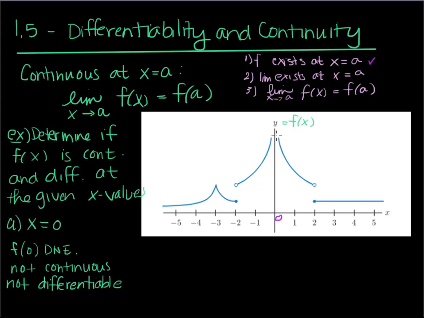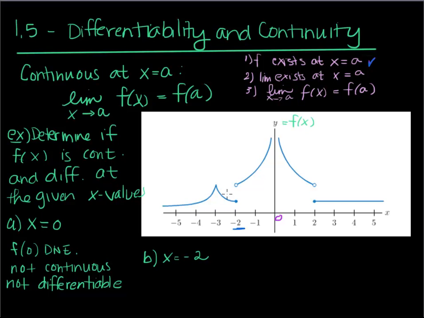Let's look at a couple other ones. This is from your book, so I'm doing a couple of the suggested problems here, and I'm trying not to do the ones that I'm giving you. So let's look at x equals -2. Again, does my function exist there? Does the limit exist there? And the last thing, is the limit equal to the function value? So if we look at x equals -2, clearly, f exists at -2.